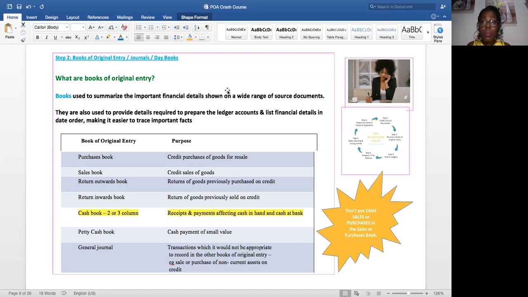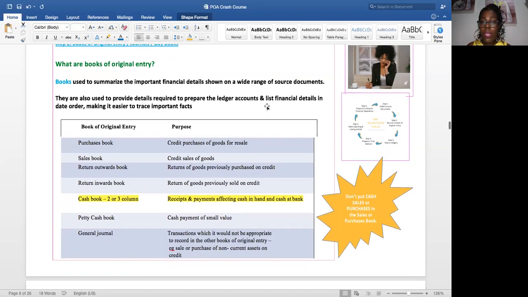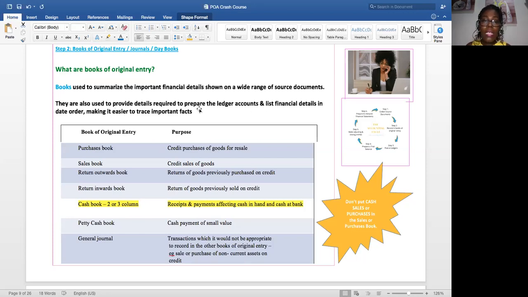Sometimes you can have one person doing both the collecting of your source documents, entering into the record, entering into the books of original entry, and then posting to the ledgers. But generally you would have more than one person in an accounting department doing different things. Okay, so books of original entry are books used to summarize important financial data shown on a wide range of source documents. They are also used to provide details required to prepare the ledger account, and they also list financial details in date order, making it easy to trace important information.